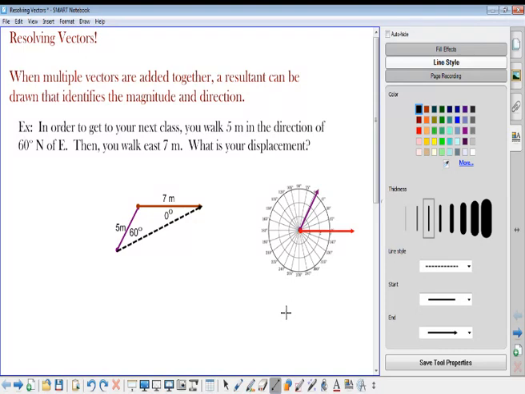So the example problem we're going to work through in this video is, in order for you to get to your next class, we'll pretend you have to walk 5 meters in the direction of 60 degrees north of east. Then you're going to walk east 7 meters. What is your displacement? I pasted a polar coordinate grid on the right-hand side, so you can see that the purple vector lines up with 60 degrees north of east. And the 7 meter vector is pointing directly east, and remember in polar coordinates that east means 0 degrees.